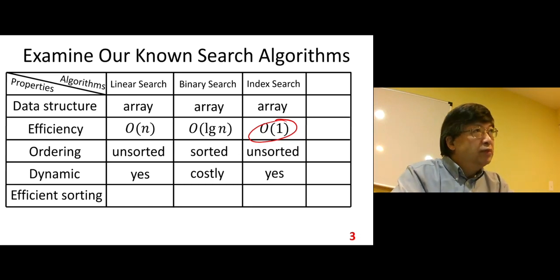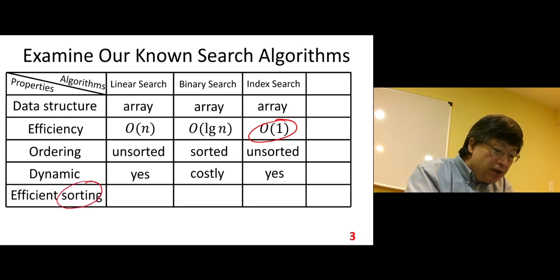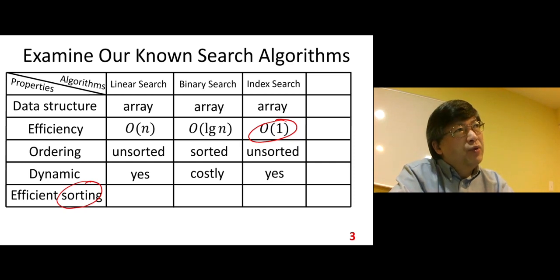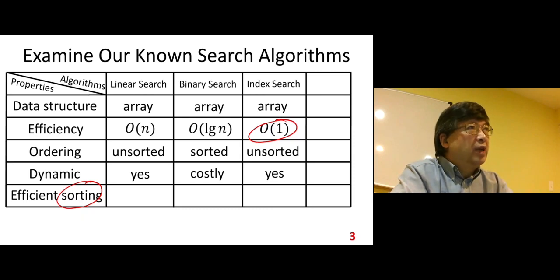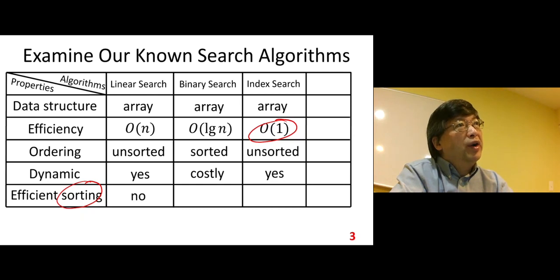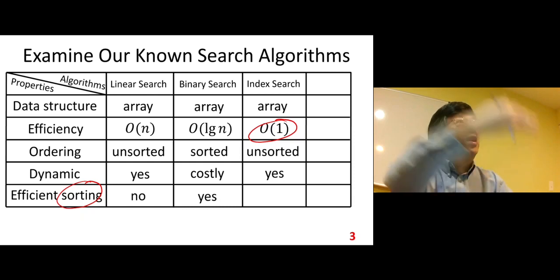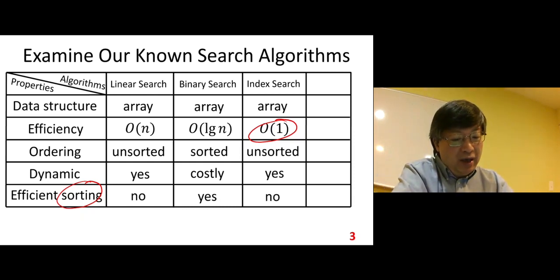Efficient sorting. At the end, we consider this because sometimes we may like to get sorted data. Linear search, no, because the data is not sorted. If you want to print out your data in ascending order, you need to do a lot of work. But binary search, yes. If you want to output your data from beginning to end, it's so easy. Index search, you cannot.